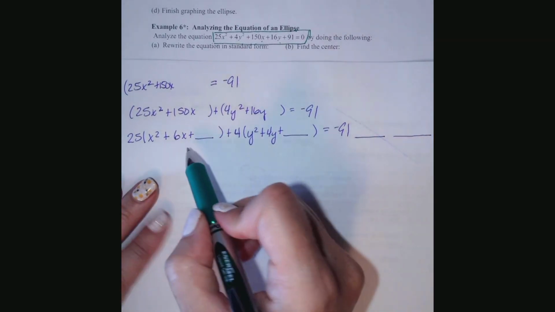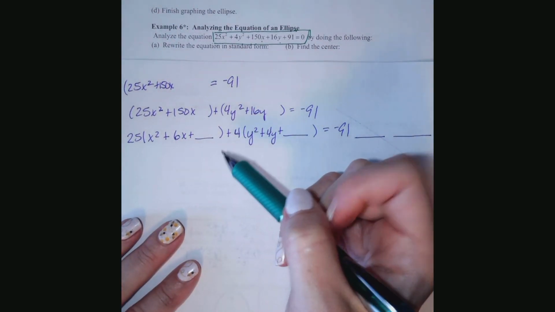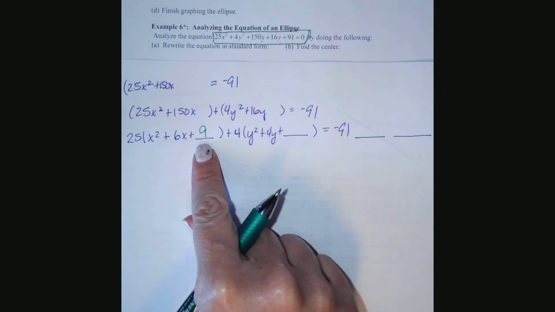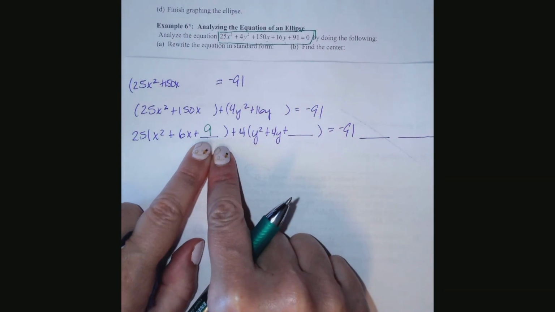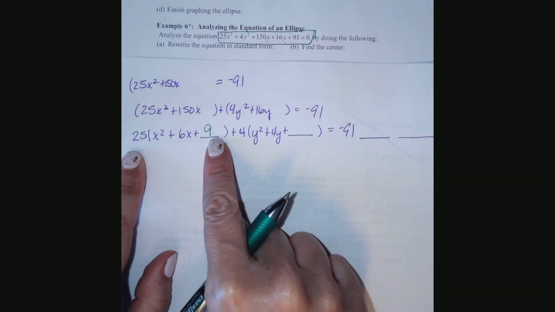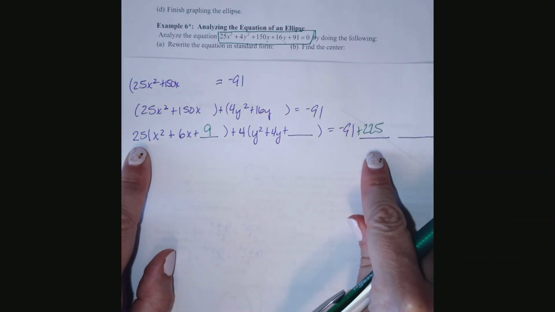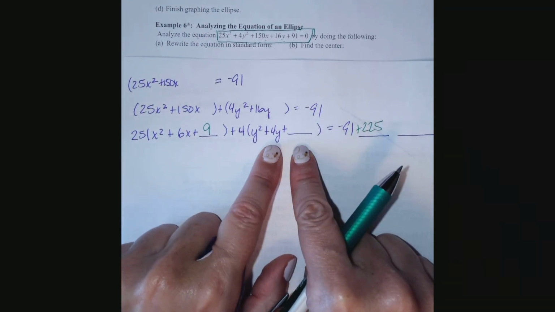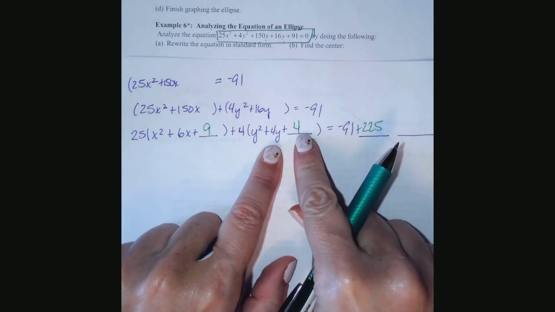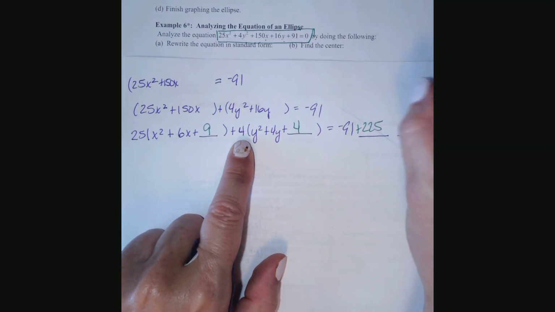All right, half of 6 is 3, and 3 squared is 9. So I'm going to add a 9 here. Now I need to add the same amount to the right. I'm not just adding 9 though, I'm adding 9 times 25. 9 times 25 is 225. So that's what I need to add to the right, because that's what I have literally added in on the left. Okay, let's do this one. Half of 4 is 2. 2 squared is 4. But what I'm actually adding in here, because of this coefficient, is 16. So over here, I add 16.